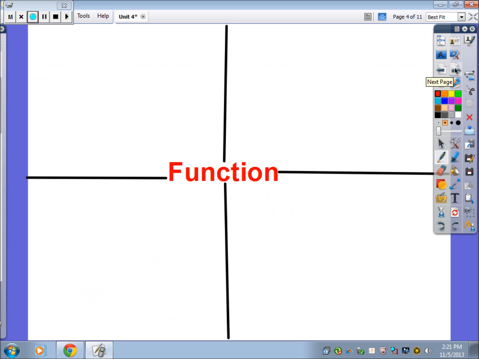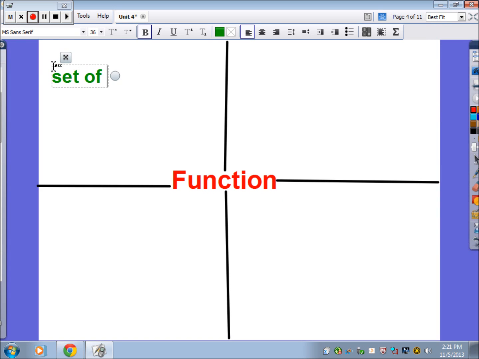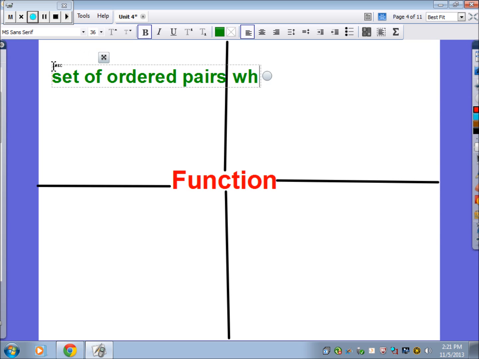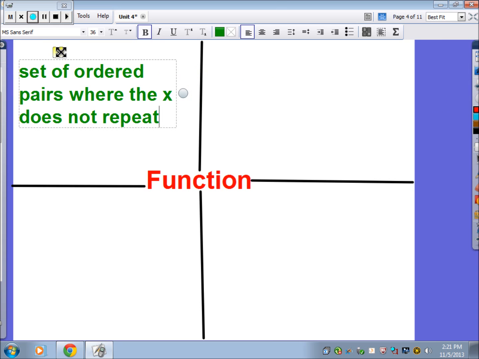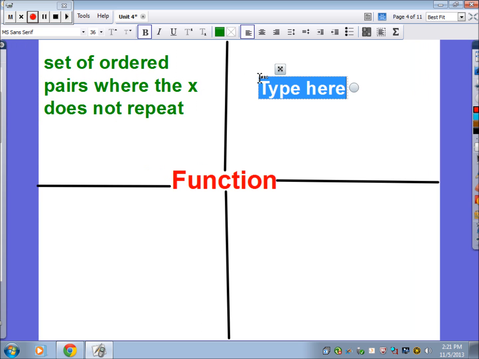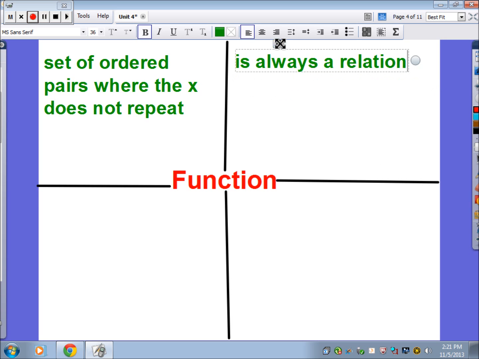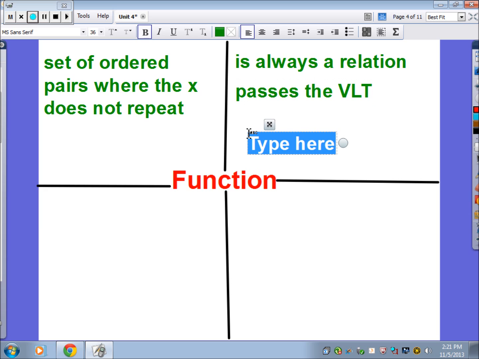Function. What is a function? A function is a set of ordered pairs where the x does not repeat. We'll make that come over here so you can see it. It's a set of ordered pairs where the x does not repeat. Some characteristics: it is always a relation, it passes the VLT, we'll go over what that is in a second, and the x does not repeat.